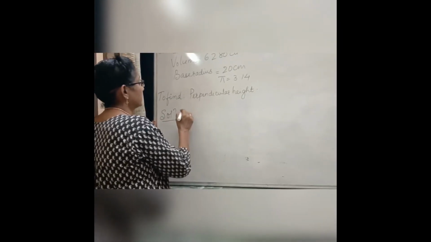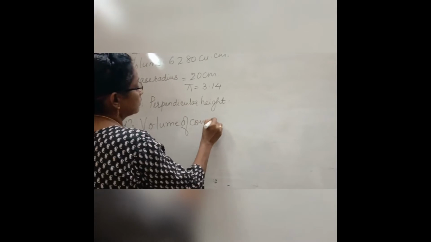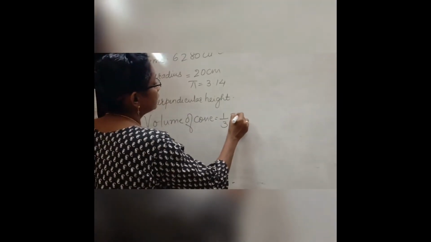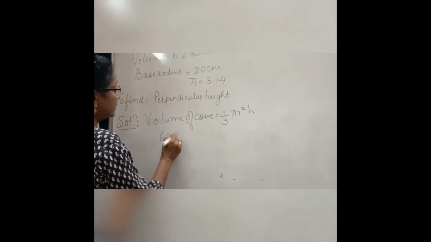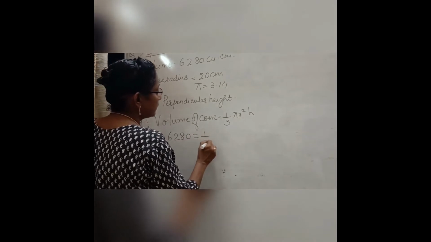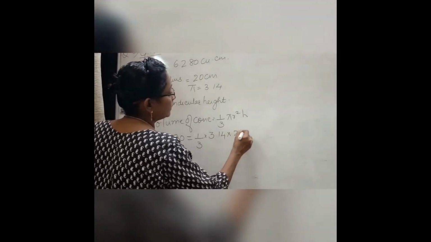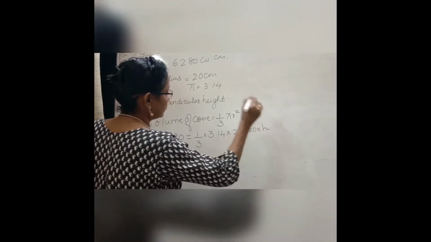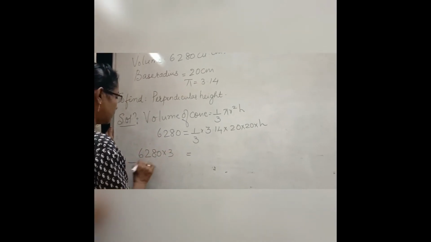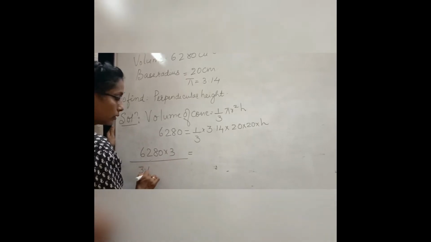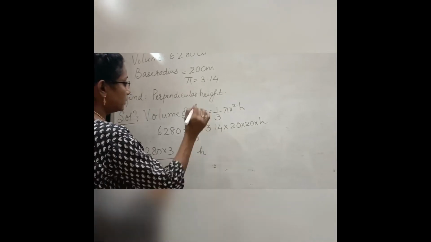So solution, students, volume of cone, formula of volume of cone is 1 by 3 pi r square h. Substituting the value of volume, 6280 is equal to 1 by 3 into pi value is 3.14 into 20 into 20 into h. Cross multiplying we get 6280 into 3 upon 3.14 into 20 into 20 is equal to h.